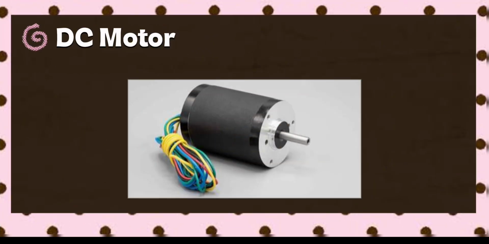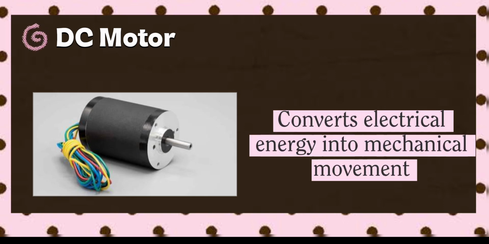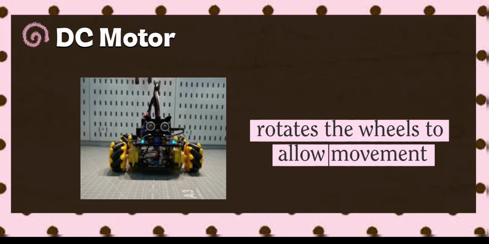And last but not the least of our components on our list, we have the DC motor. A DC motor converts electrical energy into mechanical movement. In robot cars, it rotates the wheels to allow movement.